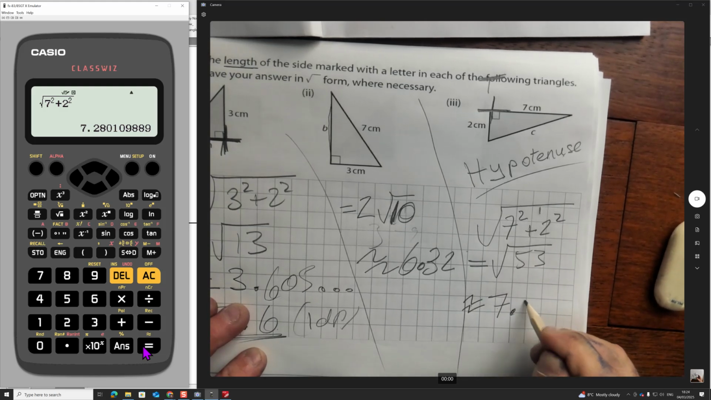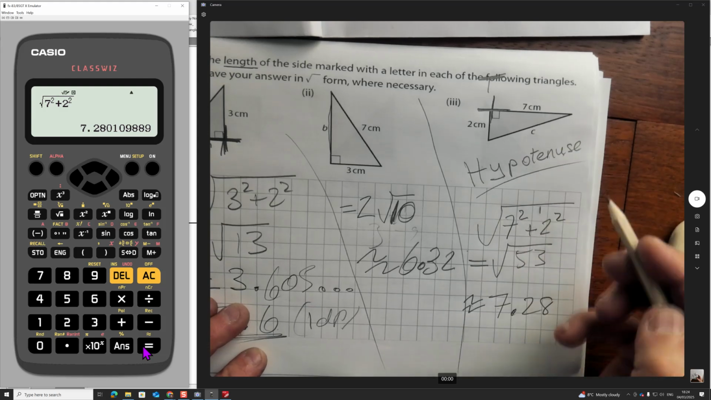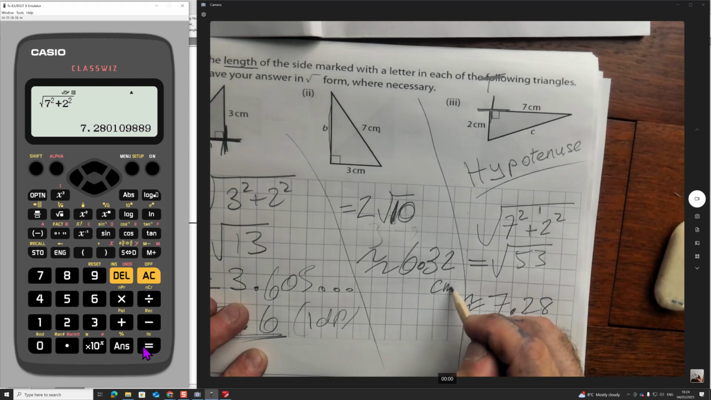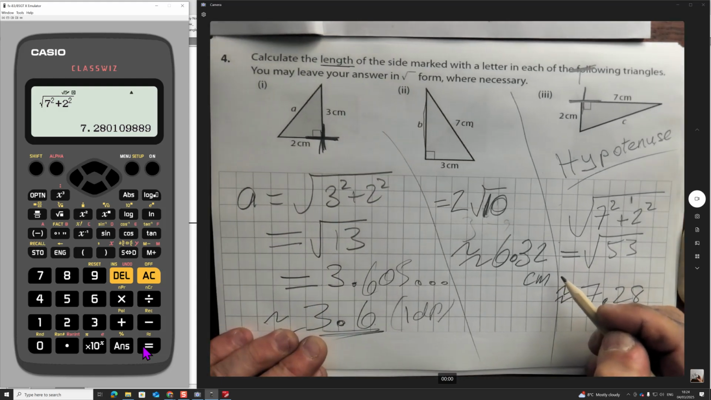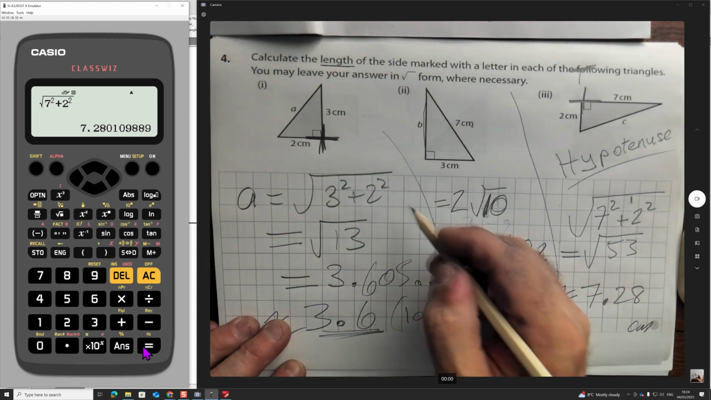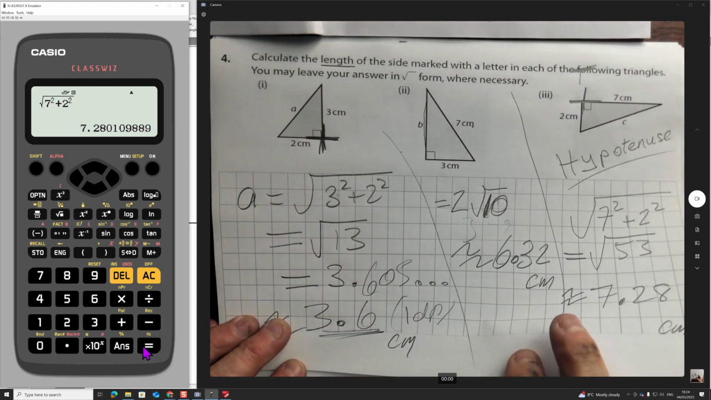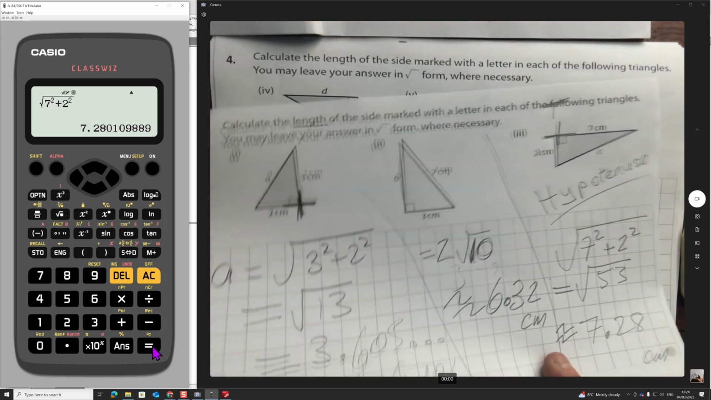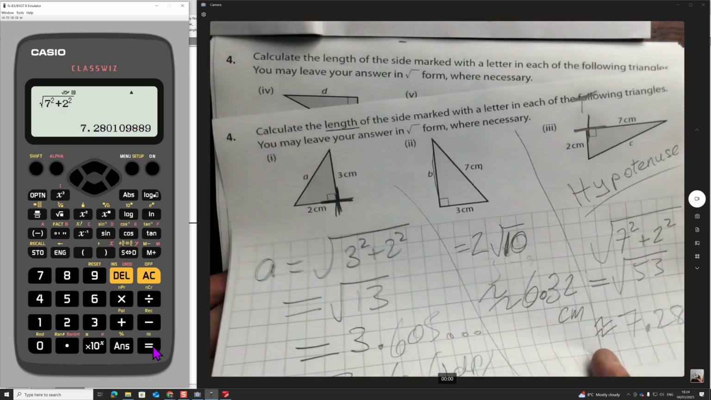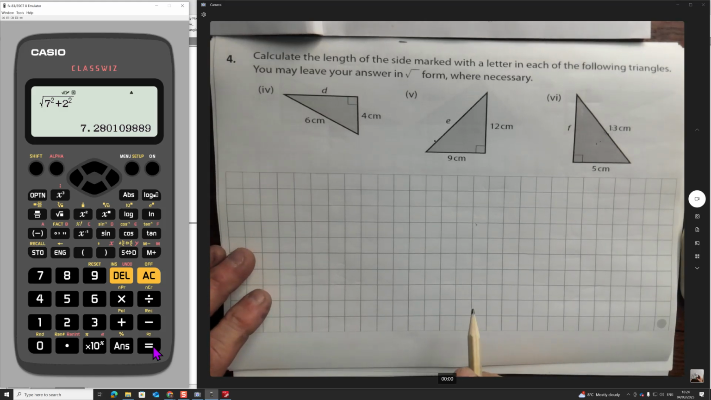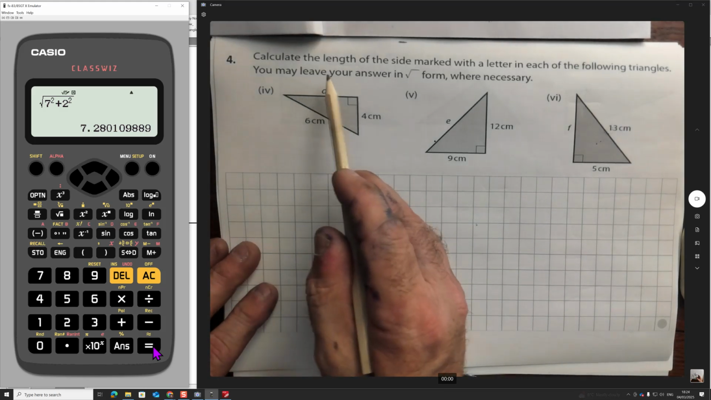It approximates to 7.28 units, centimeters, units, centimeters, units, centimeters. Question 4 is gone. Why am I looking at, oh, because there's bits and pieces of 4. So on we go. So there's more of 4.